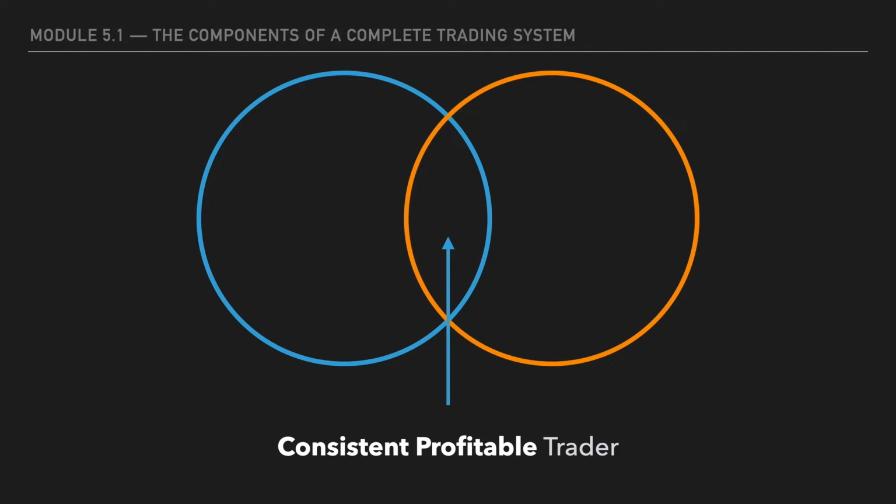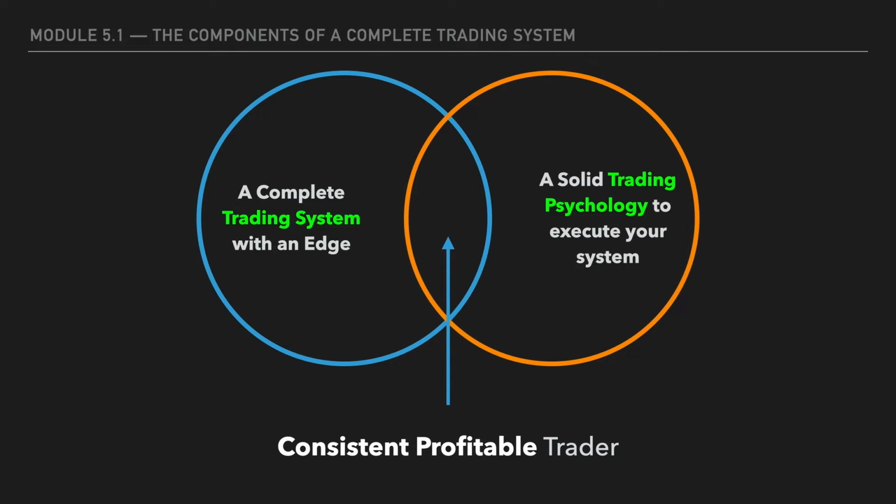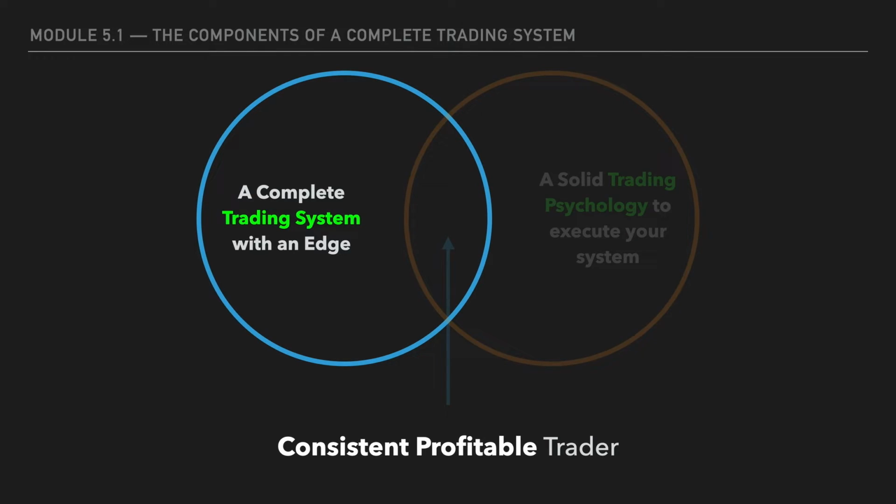And the secret hides in a combination of 2 important parts. First, you need to have a complete trading system with an edge. Trading is a business. Every business has a business model and a business plan that generates the profits. Your trading system works exactly like that business model. Second, you need to have a solid trading psychology to execute your trading system. Plan plus execution. That's what makes a consistent, profitable trader. So now, let's focus on the first part and take a look at how exactly you can build your own trading system with an edge.